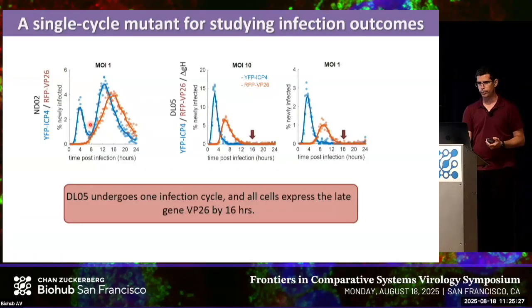We use a genetic trick. We've taken a virus that lacks glycoprotein H, which is part of the fusion machinery. The virus needs that to get into cells. So you grow it in a complementing cell line, but this is a single round virus. You can see that no matter the multiplicity of infection, you have one peak of early, one peak of late gene expression. And by 16 hours, all the cells that are going to express the late genes have done so. So we can fairly easily classify them at that time point for the different infection outcomes.